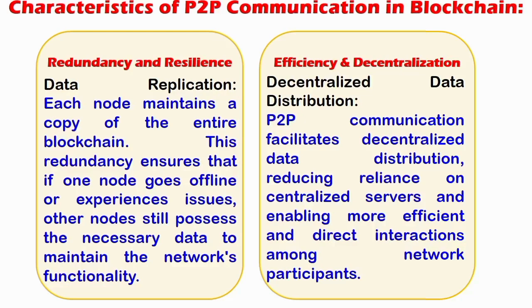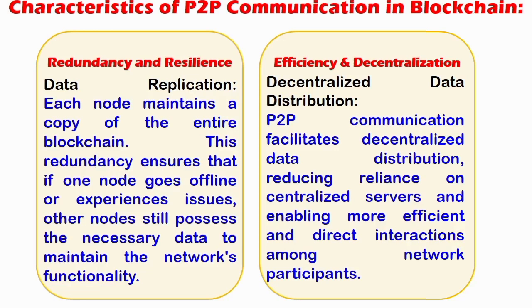Efficiency and decentralization. Decentralized data distribution. P2P communication facilitates decentralized data distribution, reducing reliance on centralized servers and enabling more efficient and direct interactions among network participants.